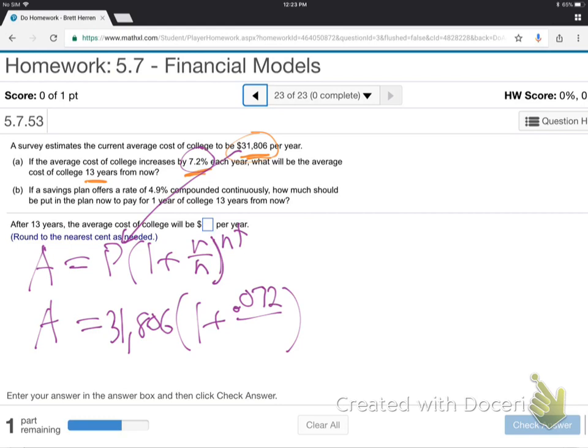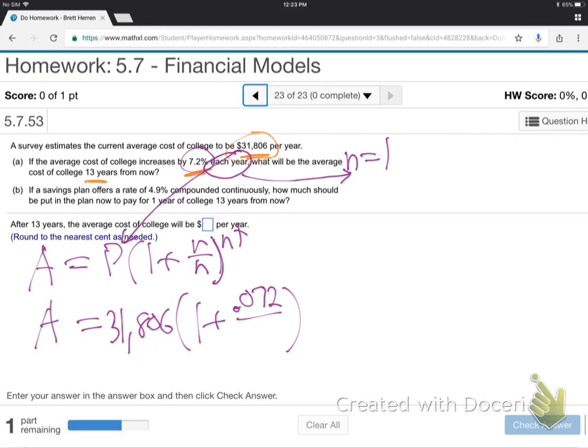0.072 over n. What is n? Oh, n is going to be 1. Why is n 1 on this one? Because it says each year. That means once a year. 7.2% each year. So it's like compounding once a year, every year up by 7. This is how you handle inflation. You can use this formula to calculate inflation on anything. So college costs or anything.